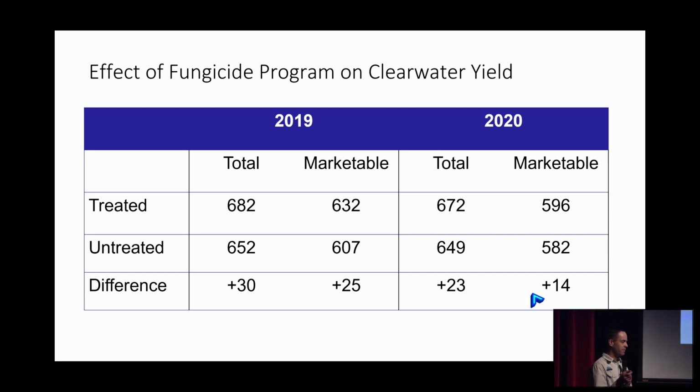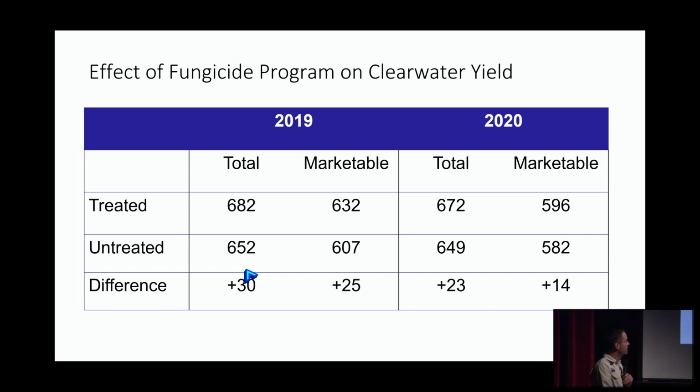But now remember I showed you in 2019 the Clearwater. We're just going to focus on Clearwater here. We didn't have a lot of disease even in the treated plots. We did have a little bit of a difference, but we still had an increase of 30 sacks in total yield and 25 sacks in marketable yield just by doing the fungicide program. So obviously, we were doing a little bit more for the crop than just controlling the early blight.